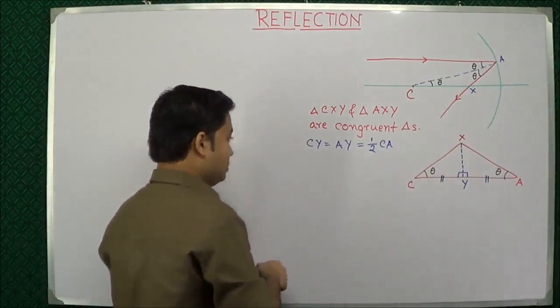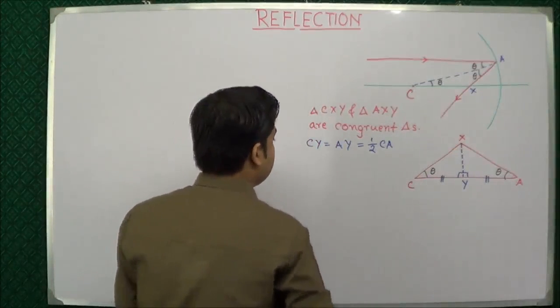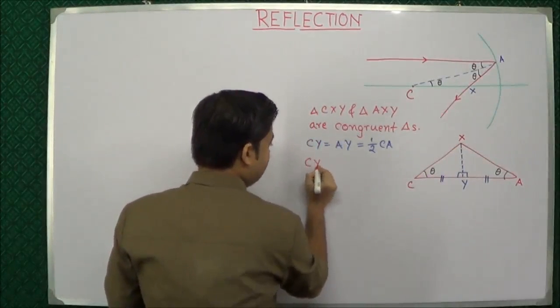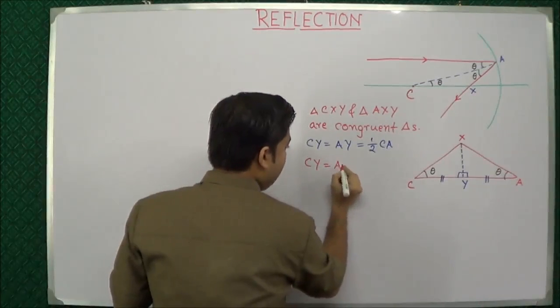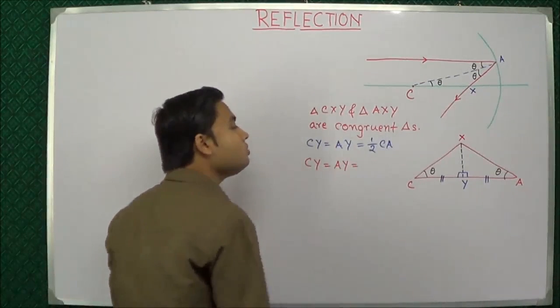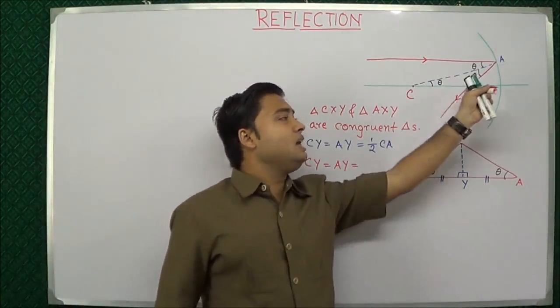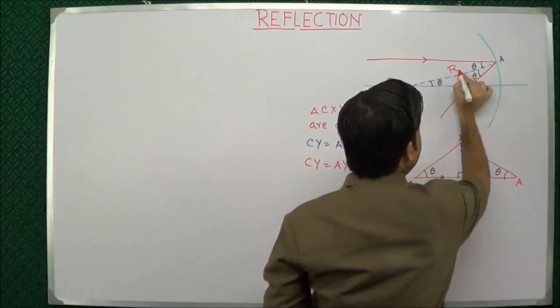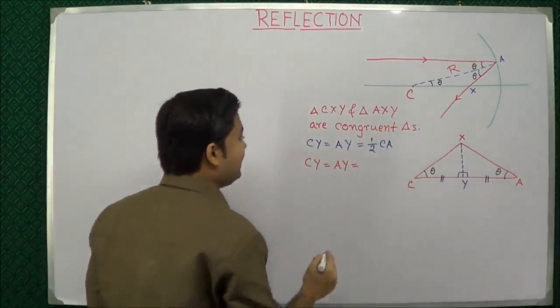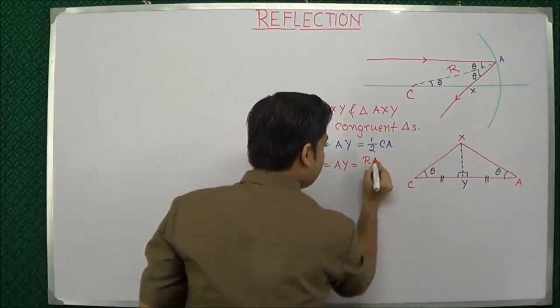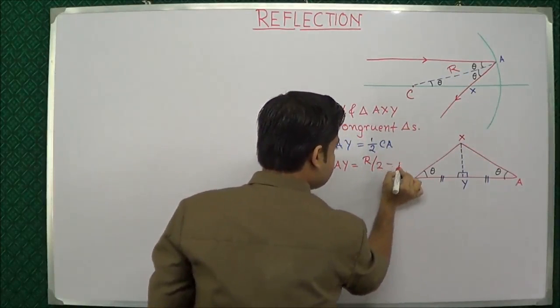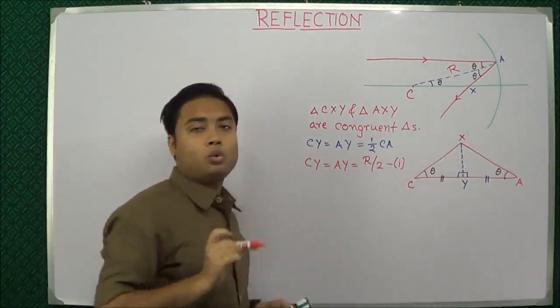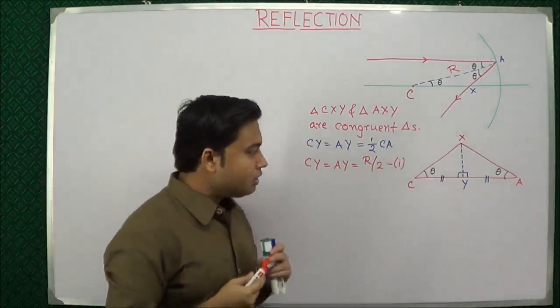So again we could write CY is equal to AY is equal to the value of CA. Let us say this radius is R, then we can say it as R divided by 2, and let us call it equation 1, right?